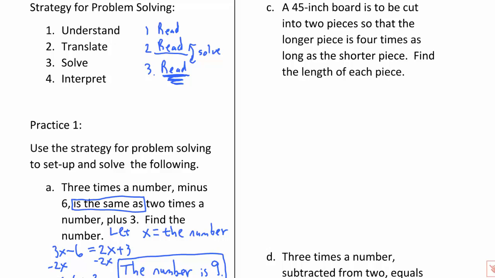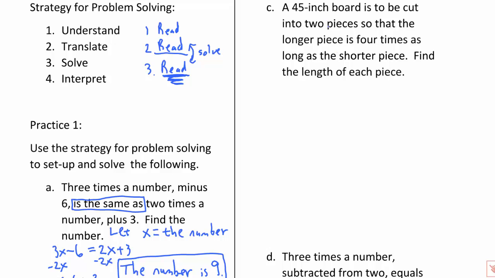A 45-inch board is to be cut into two pieces so that the longer piece is 4 times as long as the shorter piece. Find the length of each piece. Okay, now we've read this once. Look at the question. It says find the length of each piece. That means that there are two things that we're going to want to know. However, when you're deciding what your variable is, you don't want to have two variables.